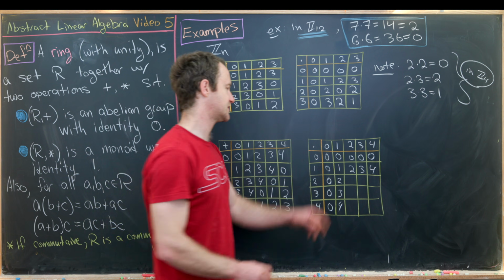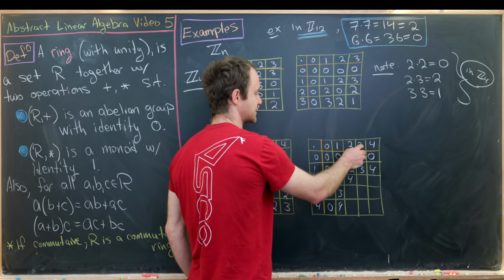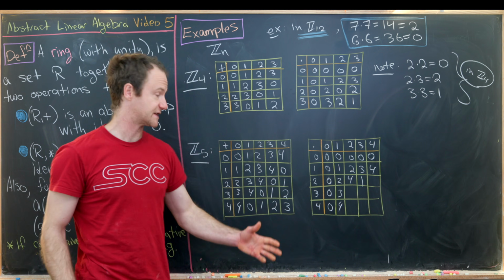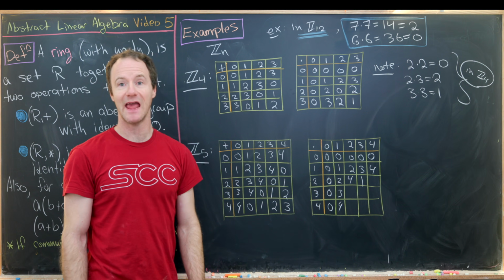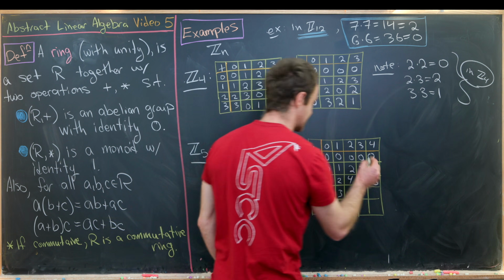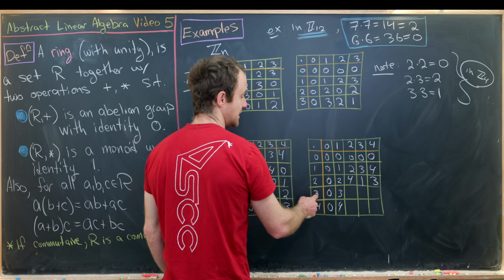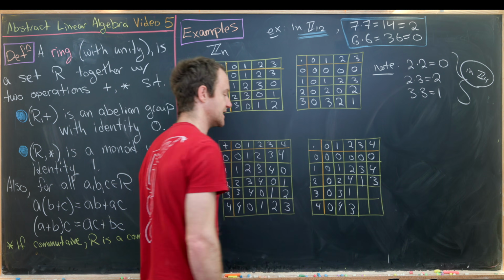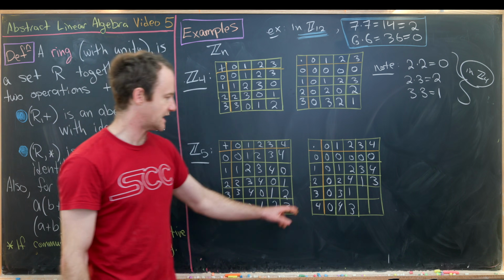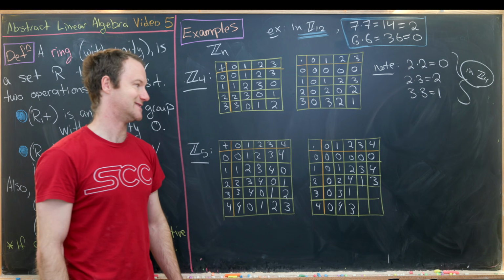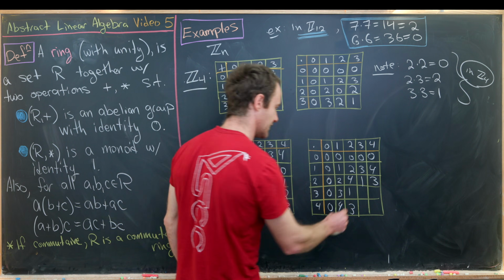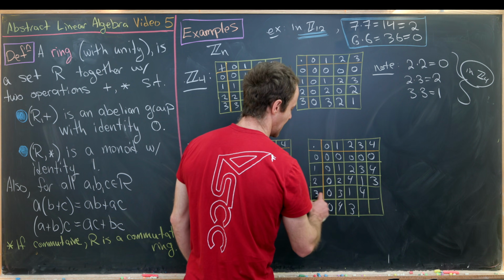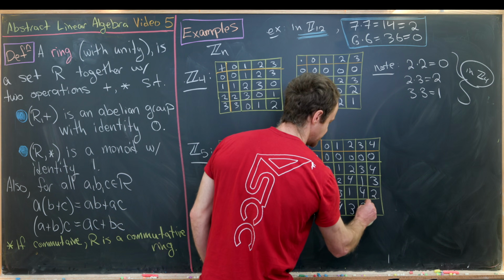Now let's see, 2 times 2 is 4. 2 times 3 is 6, which is 1 because we're working mod 5 now. 2 times 4 is 8, but 8 is 3 because we're working mod 5. Now this is going to be 1, 3 as well because we have commutativity. Now 3 times 3 is 9, but that's 4 because it has a remainder of 4 when divided by 5. So we have 4 here, and then 3 times 4 is 12, which is 2, 2.